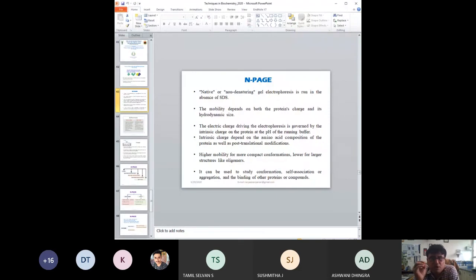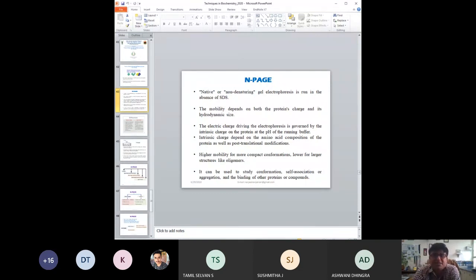And here one more typical difference is that in the case of native phase, in order to retain the native structure or the conformation of the protein, there is a compulsion that we have to run native phase at a temperature of 4 degrees Celsius. So basically we keep it inside the 4-degree freezer or maybe in a cold room to run this native phase. So this is one of the requirements when you plan to run a native phase.